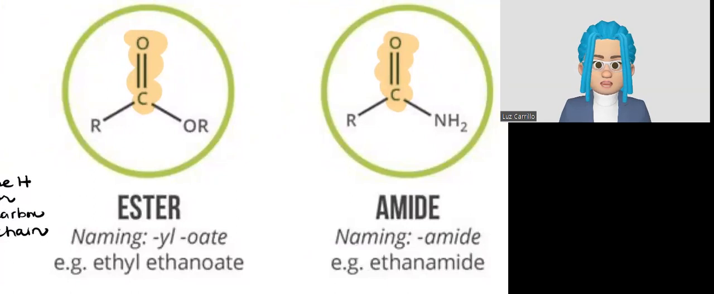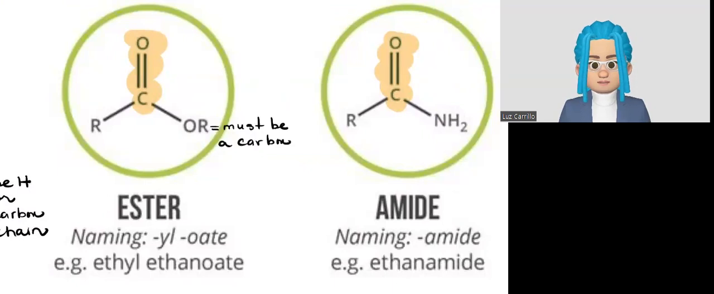The next member of the carbonyl family is going to be an ester. And in an ester, we have our carbonyl group attached to a single bond oxygen, and that single bond oxygen is going to be attached to an R group. Specifically, the R group that we have next to the single bond oxygen must be a carbon chain. The R group that is on the other side of the molecule can be a hydrogen or a carbon chain.